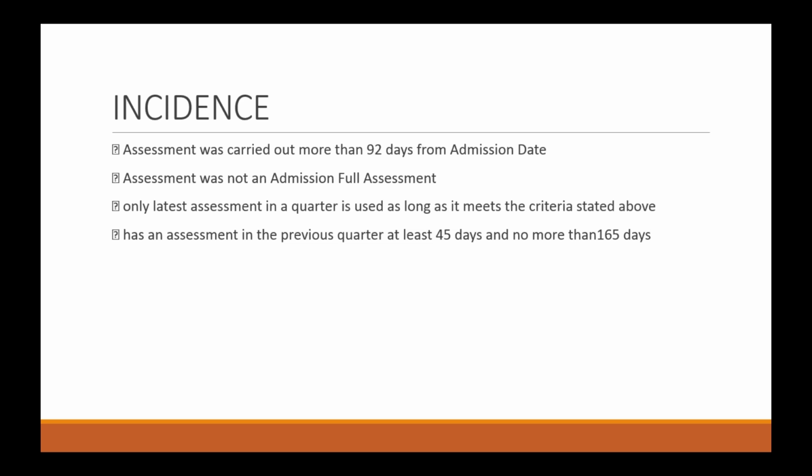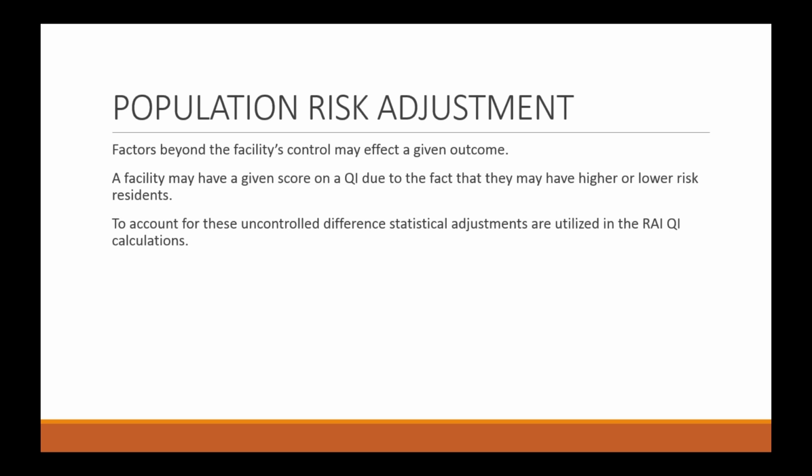But these exclusions apply to every assessment. I'm not going to cover population risk adjustment. However, you know that when you look at the CIHI reports or your ministry reports that come to you on the quality indicators, there is what's called a population risk adjustment number, and then there is an unadjusted number, and you can get both types of reports from CIHI.